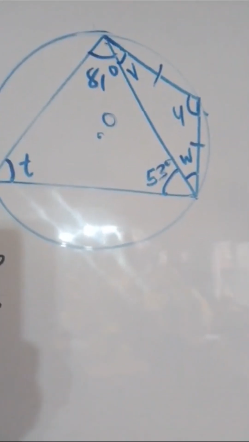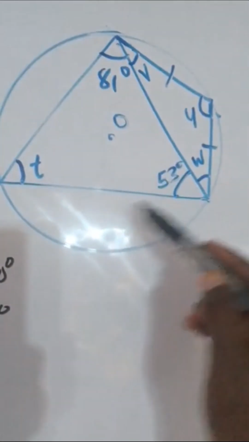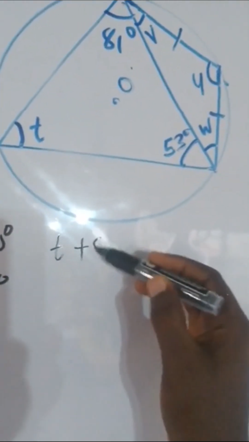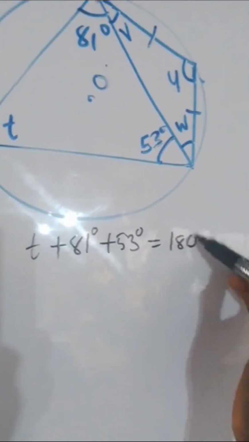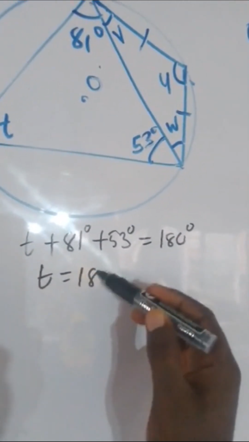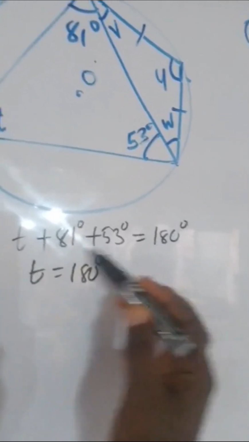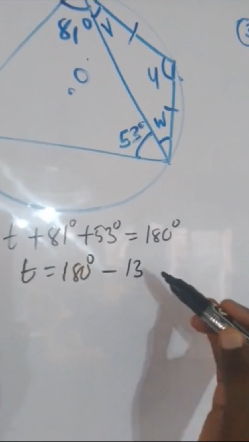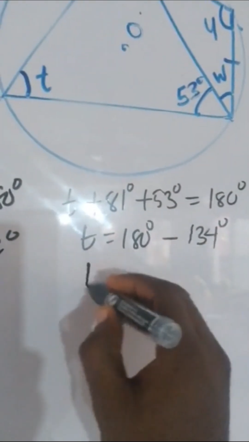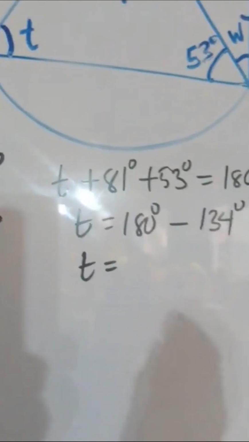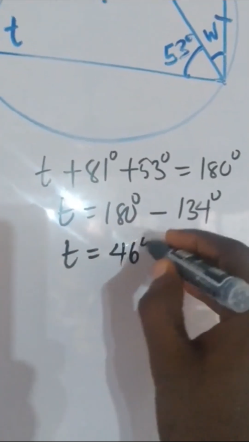So to this question, this is a triangle, and two angles are already given. Sum of angles in a triangle is what? So T plus 81 plus 53 must give us what? So what is T? 180 degrees minus, what's the addition of these? 134. So what's the difference? So it means T equals 46.